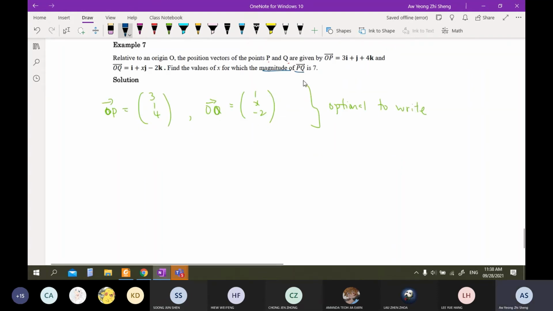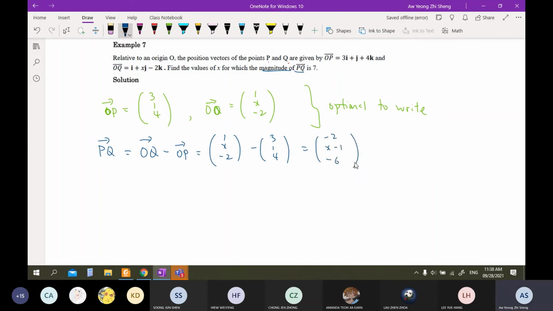Okay. Magnitude of PQ means the length of PQ. Length of PQ is 7. Okay, so first of all, you would want to get an expression for the vector PQ, which is OQ minus OP. Okay, 1, x, minus 2. Then you are given that the length of PQ is 7. Apply the length formula on PQ.